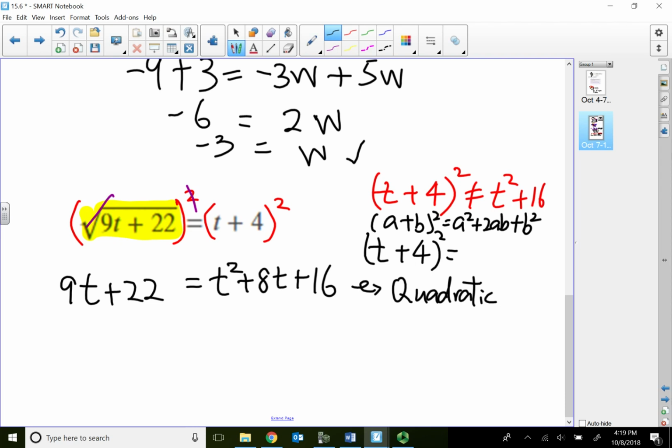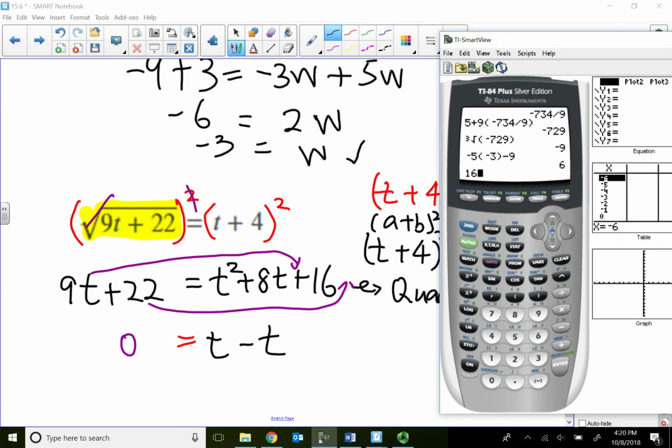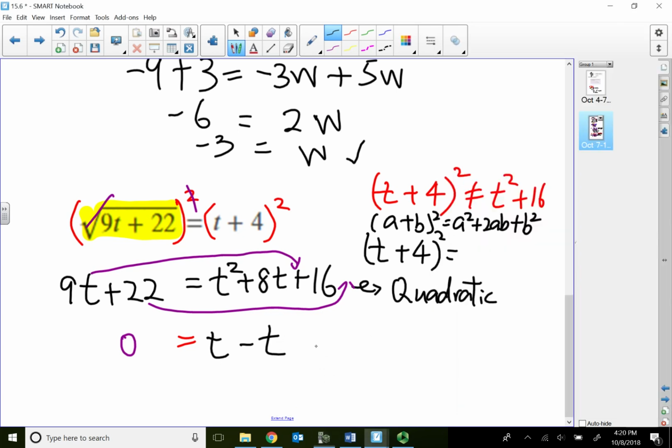All right, so for module 13, solving a quadratic equation by factoring is where one side has to equal 0. Since my leading term t squared is already positive, I'm going to move my 9t and positive 22 to the other side, and combine them as well. So the left side is 0. t squared is still t squared. Positive 9t comes over and becomes minus 9t, so 8 minus 9 is negative 1t. Positive 22 comes over and becomes negative, so 16 minus 22 is going to be negative 6.